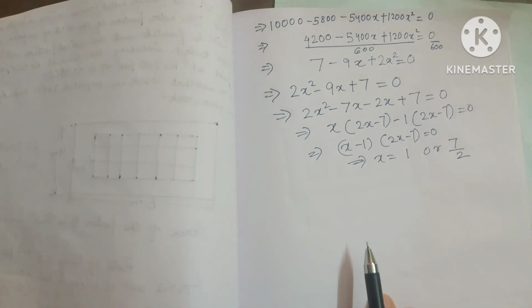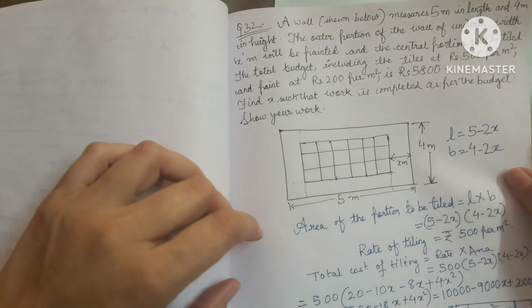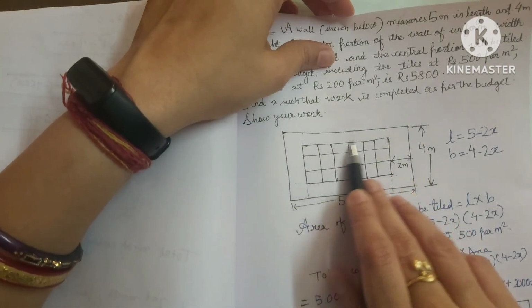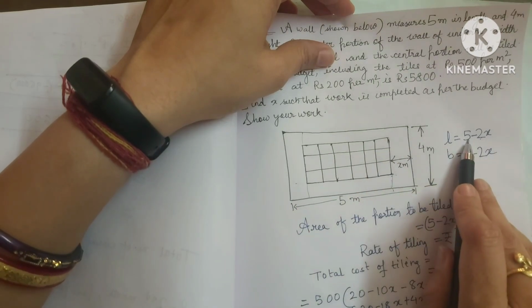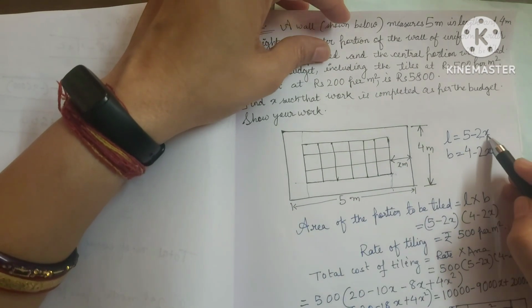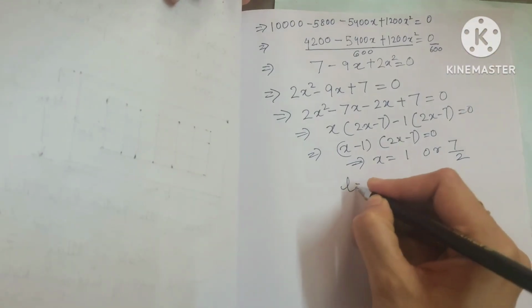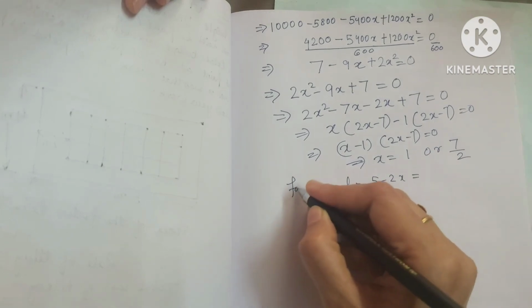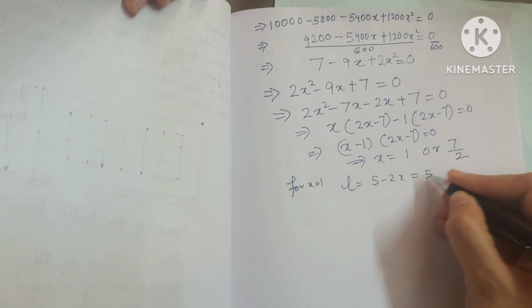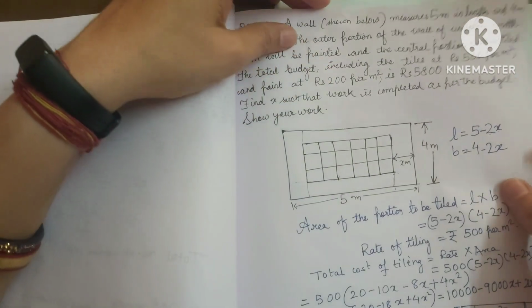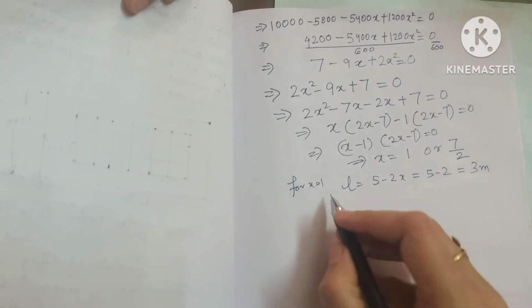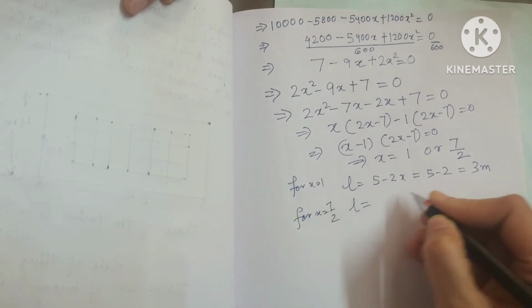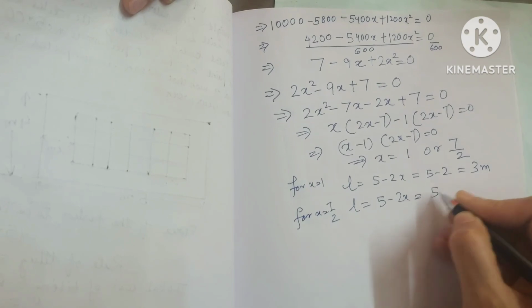Let's check. Let's look at the length of the inside wall that needs to be tiled. L equal to 5 minus 2x. Now we will substitute the value of x here. Let me take the value of x as 1. For x equal to 1, it will be 5 minus 2, 3 meter. Now similarly, I'll take x equal to 7 by 2.